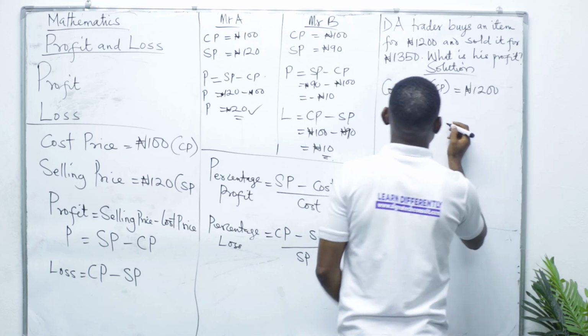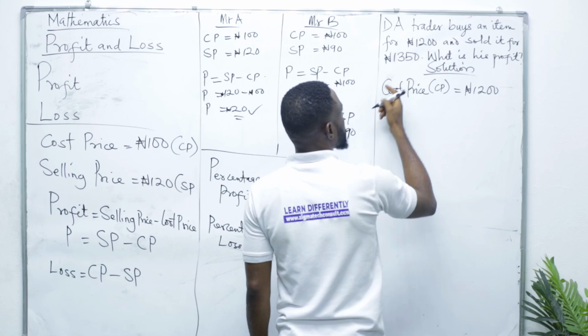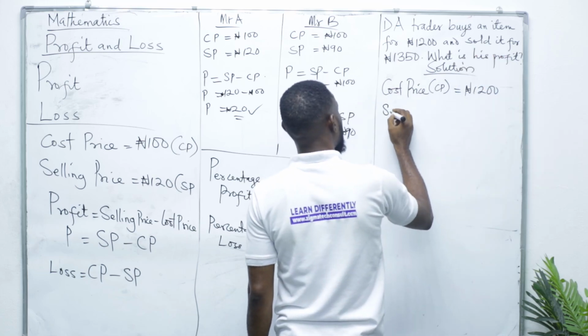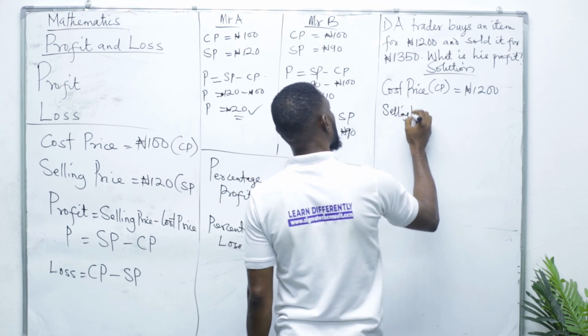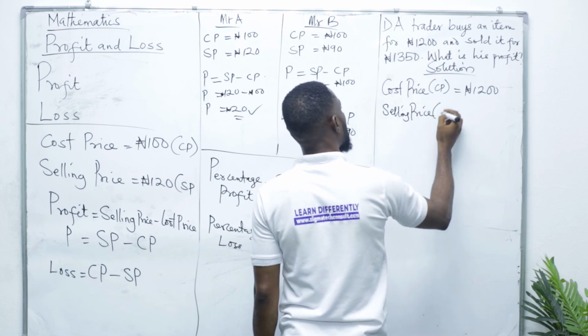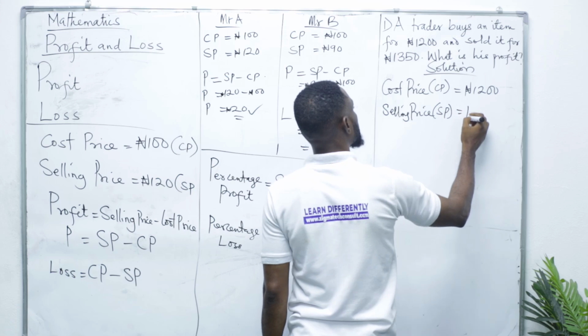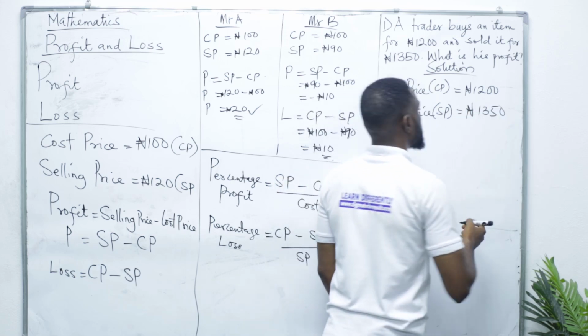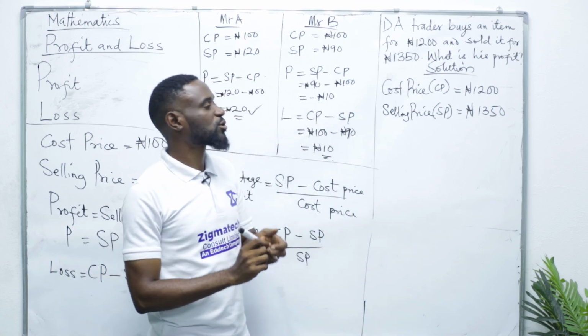1,200. Okay? Then we have, it was sold. Once you see sell or sold, it means selling price, SP. He sold it for 1,350. Is that okay? All right, so they're asking us, what is the profit?